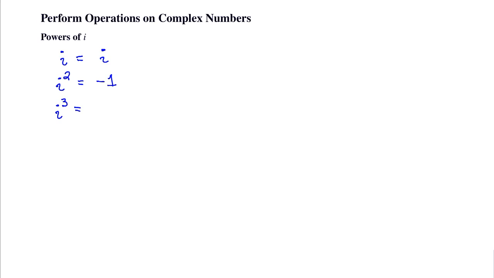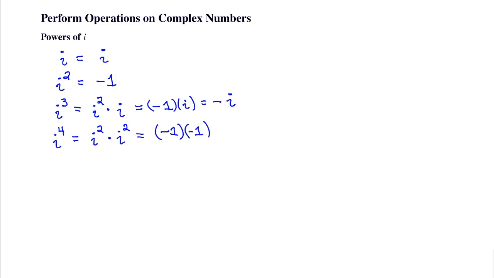What about i cubed? Well, i cubed can be broken down into i squared times i. And we know these two. They're right above here. So that's -1 times i, which makes -i. What about i to the 4th? Well, i to the 4th is i squared times i squared. And from above, those are -1s. So -1 times -1 is +1.